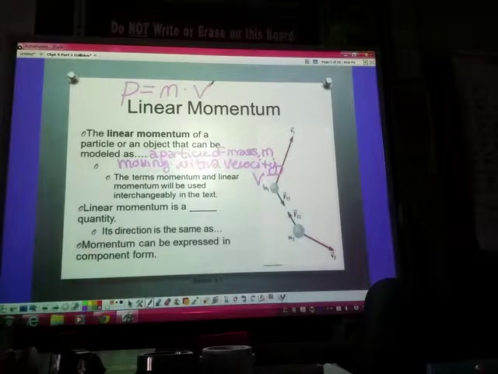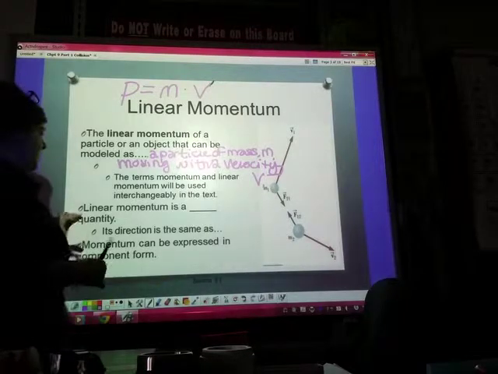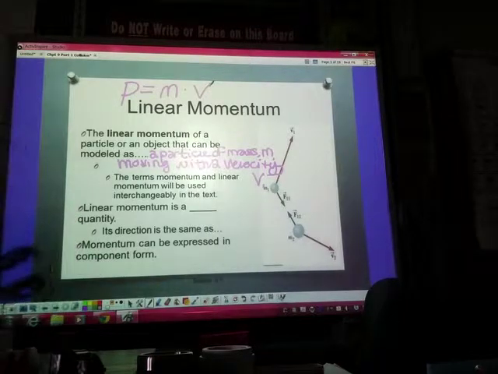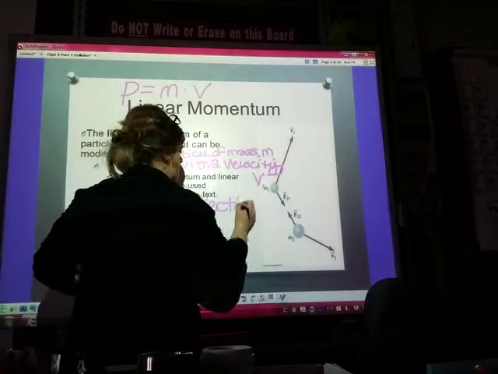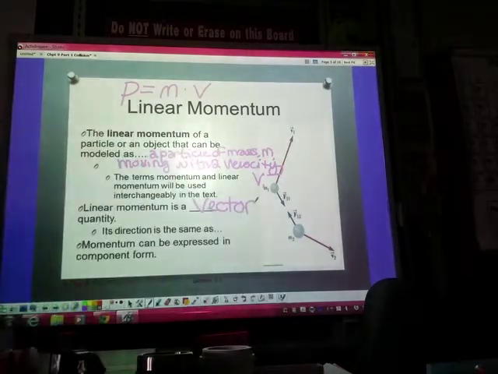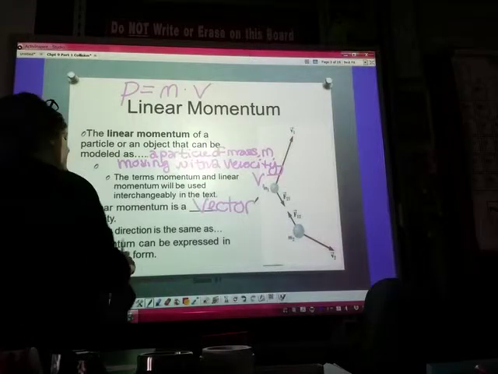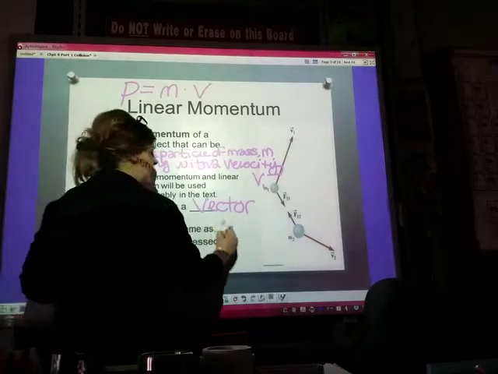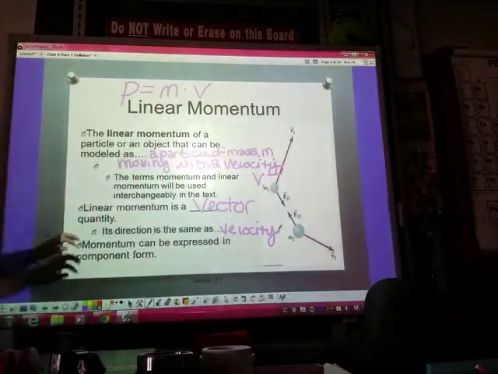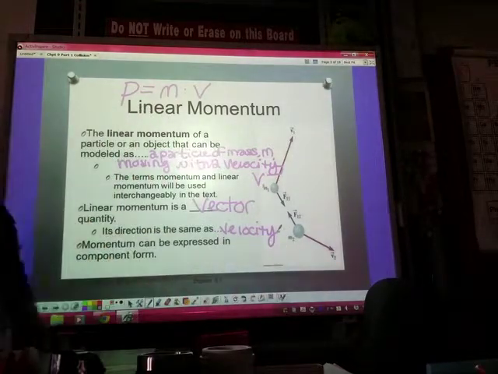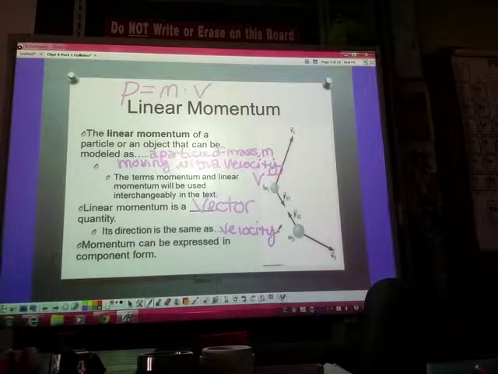Linear momentum, would you say that that would be a scalar or a vector quantity? Which one would it be? Okay, linear momentum is going to be a vector quantity. And the reason that it's going to be a vector quantity is because it's going to take the direction of velocity. So its direction is the same as the direction of velocity.